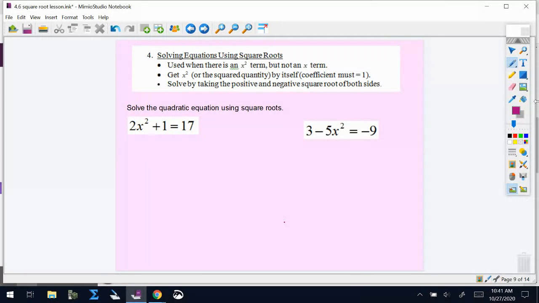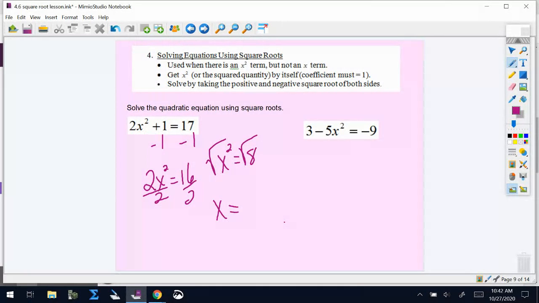So first step for this one is to subtract 1 on both sides. So you get 2x squared equals 16, and then divide by 2. So you get x squared equals 8. Once you do that and you have it down to just the squared on one side and a value on the other, you want to take the square root of both sides to get rid of the square.